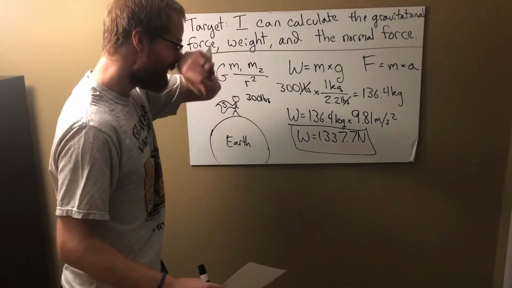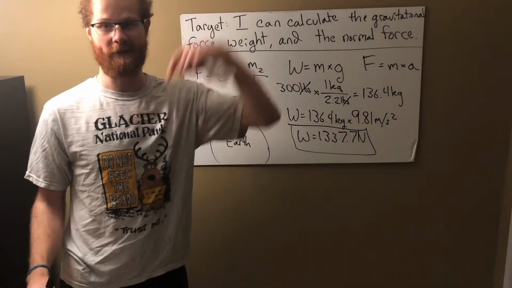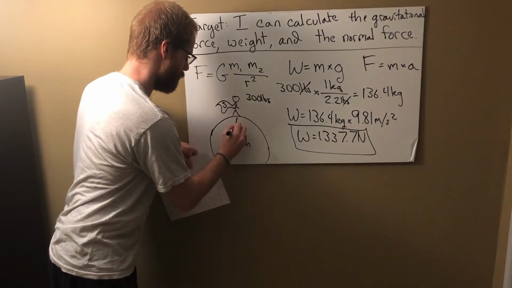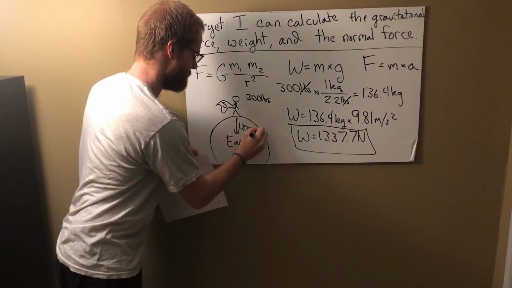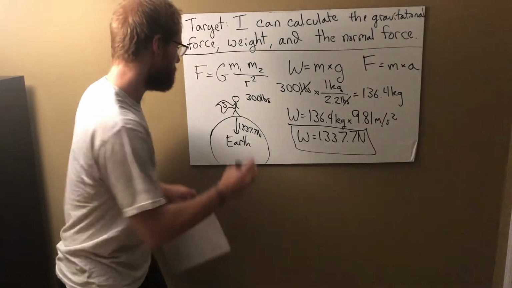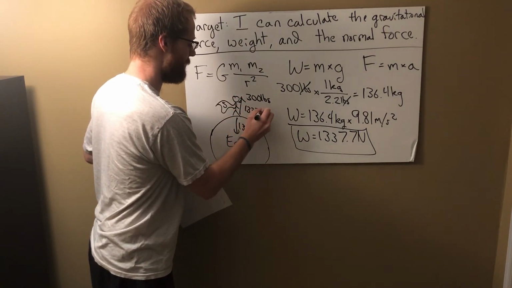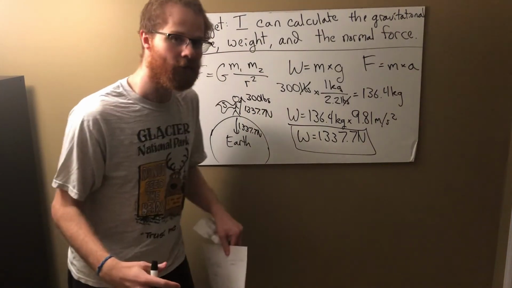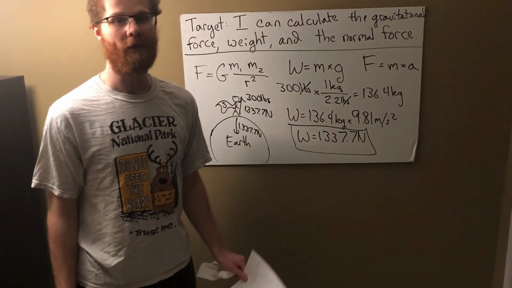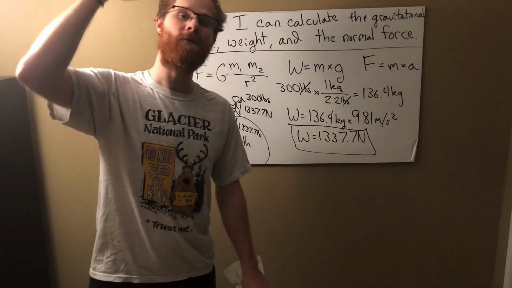Cool. All right. So we just calculated both his weight and also the gravitational force that the Earth is exerting on Superman in the downward direction. 137.7 newtons. Boom. Okay, so where is this normal force? Well, the normal force is just acting in the equal and opposite direction. For every action, there's an equal and opposite reaction. So the Earth, as weird as this sounds, is actually pushing Superman up with 1,337.7 newtons of force, because if it wasn't, Superman would just fall through the ground.